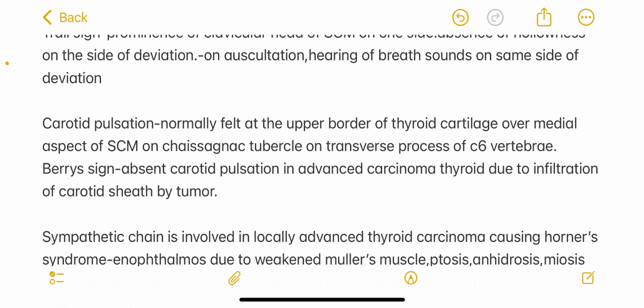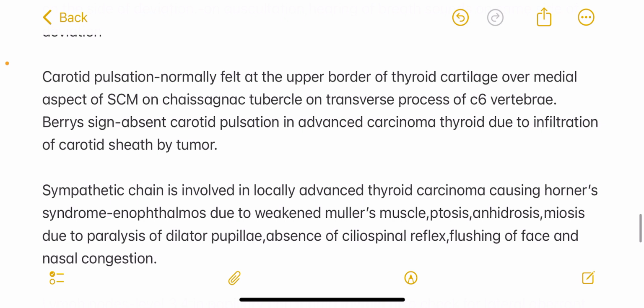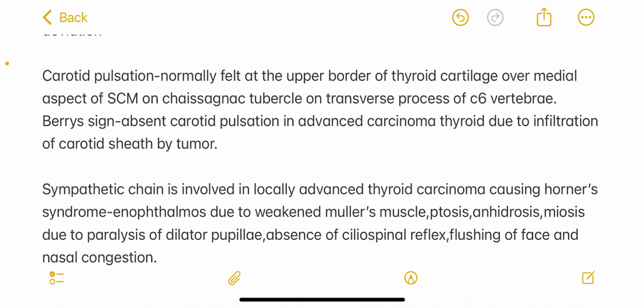Then the sympathetic chain is involved in locally advanced thyroid carcinoma causing Horner's syndrome, as I've told. Enophthalmos is because of the weakened Muller's muscle, ptosis, anhidrosis, and miosis. So miosis is because of the paralysis of the dilator pupillae, and there can be absence of ciliospinal reflex, flushing of face, and nasal congestion, all seen in Horner's syndrome.